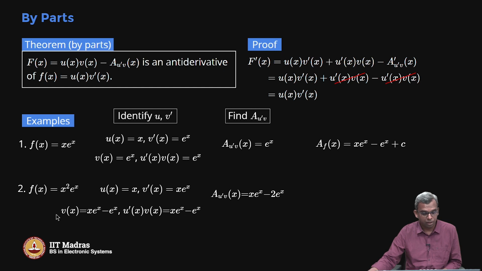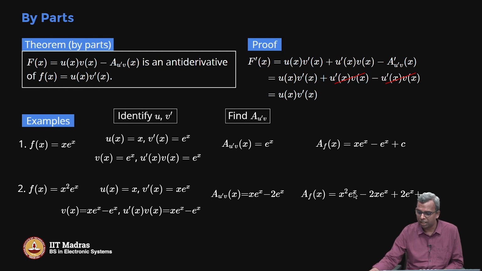You plug in this u times v minus this guy, and if you do that and simplify, you will get this answer: x squared e power x minus 2x. It is just u times v minus this guy. So, you will get this. You can check that out. That is the antiderivative.